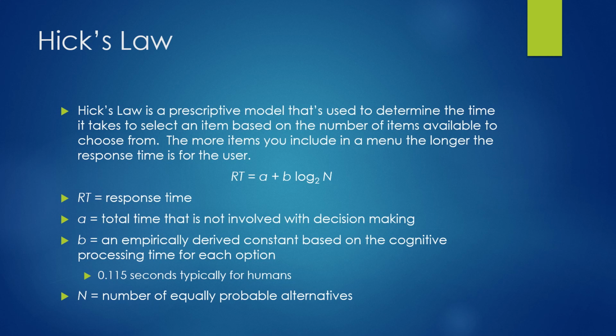There is a formula: RT equals A plus B log 2 n. RT is the response time, A is the total time that is not involved with decision making, B is an empirically derived constant based on the cognitive processing time for each option, so it's about 0.115 seconds typically for humans. N is the number of equally probable alternatives.